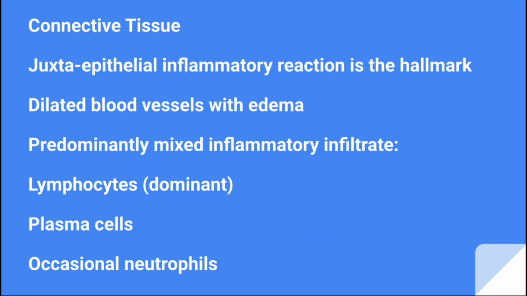So next, connective tissue. Inflammatory reaction is the hallmark. This is the main thing. In connective tissue you can see inflammatory reactions, dilatation of the blood vessels with edema, then you can see lymphocytes, plasma cells, eosinophils, neutrophils you can see. These are the most common things you can see in the connective tissue.